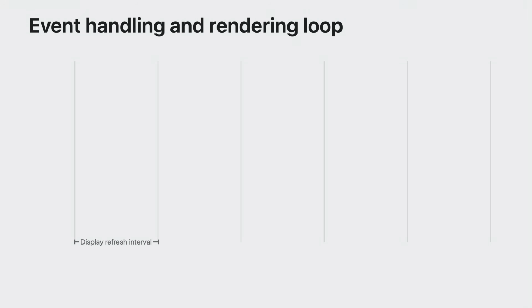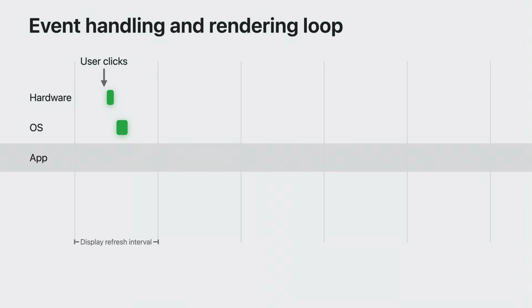At some point, someone will interact with the device. We have no control over when that happens. First, there's usually some hardware involved, like a mouse or a touchscreen. It detects the interaction, creates an event, and sends it to the operating system. The operating system figures out which process needs to handle the event and forwards it to that process, for example, your app. In the app, it's the responsibility of the app's main thread to handle events.